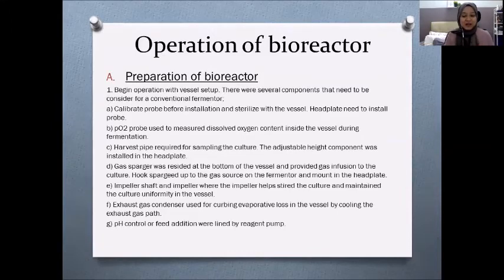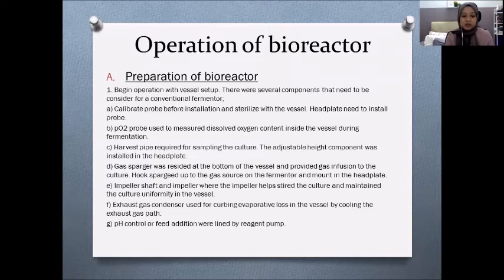The adjustable height component was installed in the head plate. Gas pressure was received at the bottom of the vessel and provided gas infusion to the culture. Hoses patched up to the gas sources on the fermenter and mounted in the head plate. The impeller shaft and impeller help stir the culture and maintain culture uniformity in the vessel.